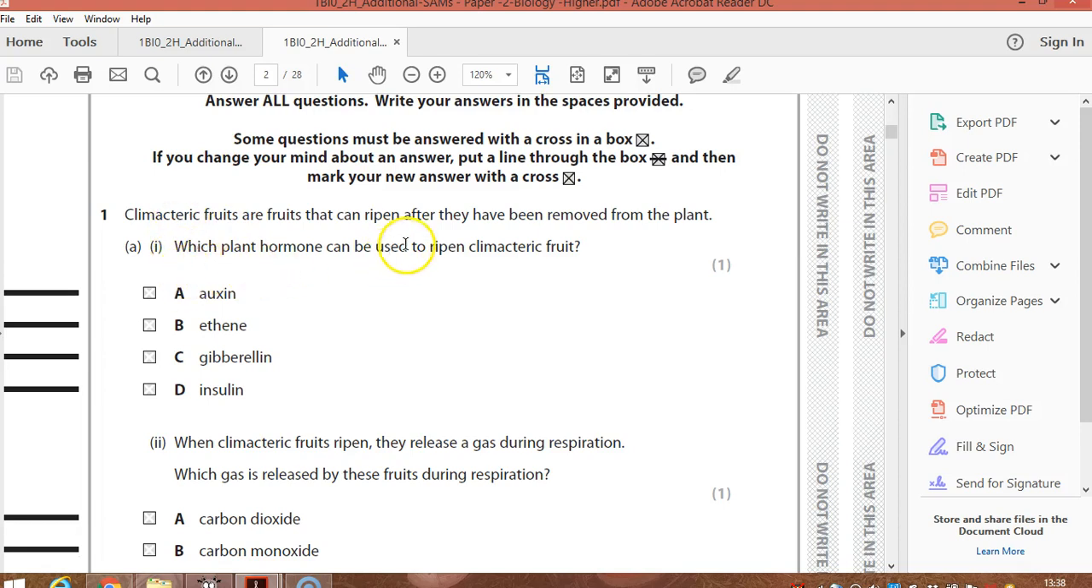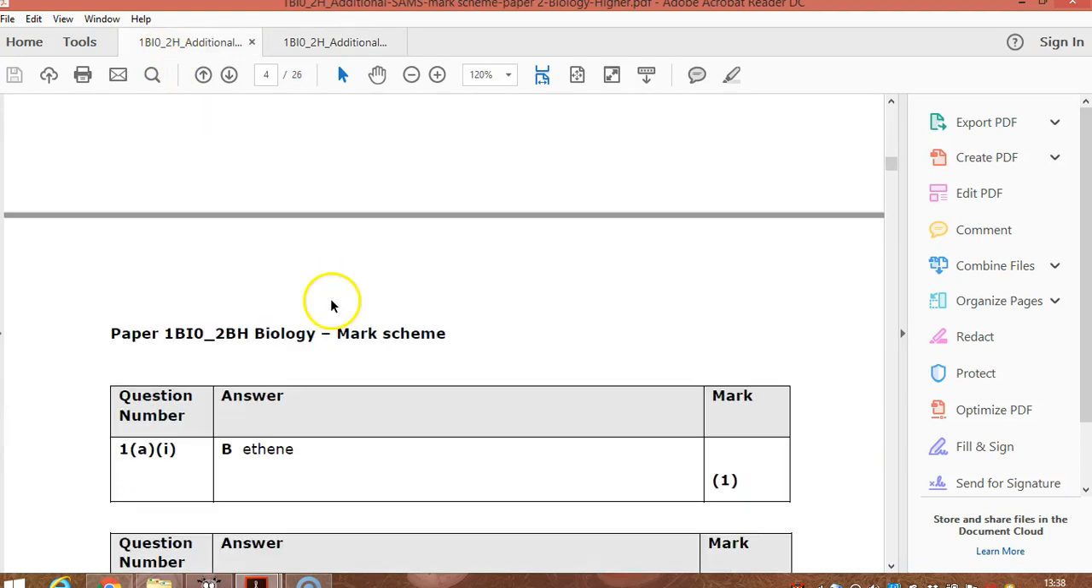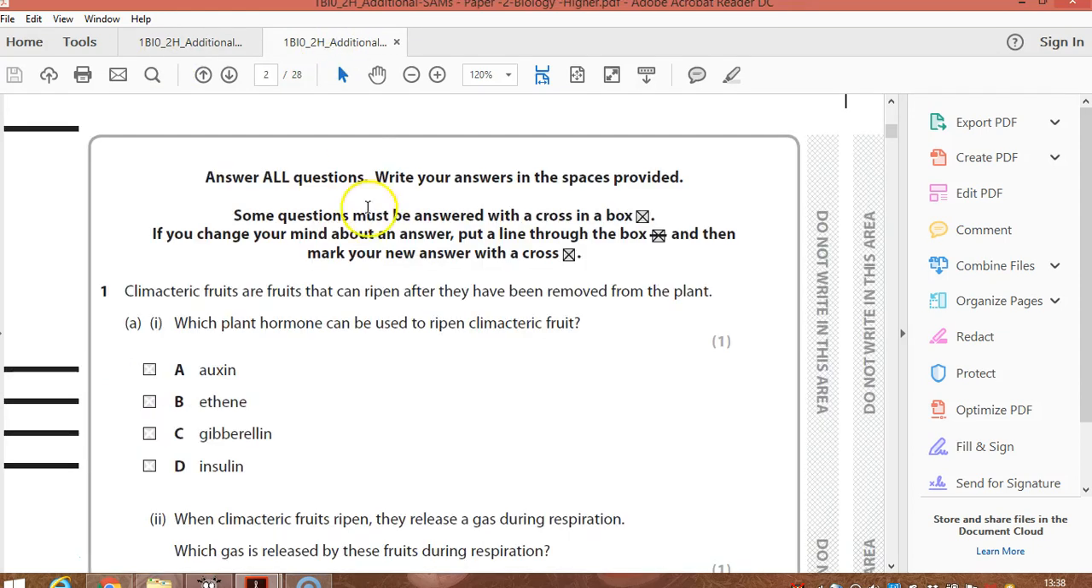Climacteric fruits are fruits that can ripen after they have been removed from the plant. Which plant hormone can be used to ripen a climacteric fruit? There you go. So you've got A, auxin, B, ethene, C, gibberellin, and D, insulin. Go. Right, so the answer to that is ethene. Okay, and you may have heard the anecdote that you put ripened bananas in with fruit to make them ripe as well. Well, that's because the bananas release ethene to send a message to a nearby fruit to ripen.